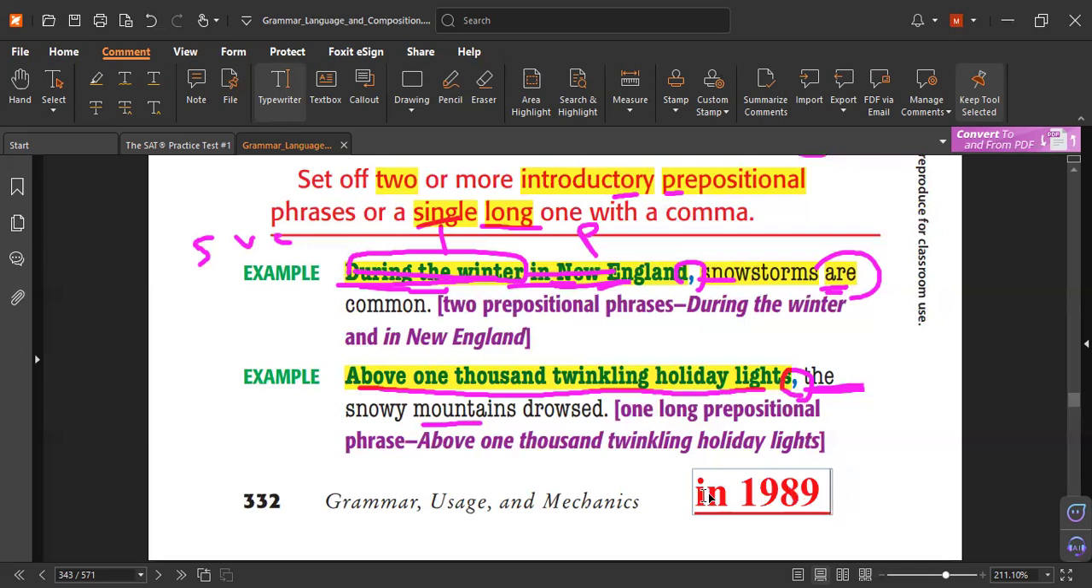Why? Because two words do not confuse the reader about the subject. It's only two words. But here we have many words, so we don't understand what's going on. So we need a comma to help the reader. That's why we use it.